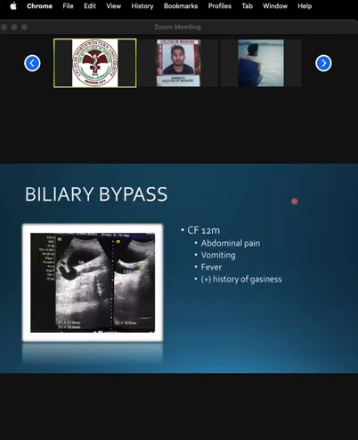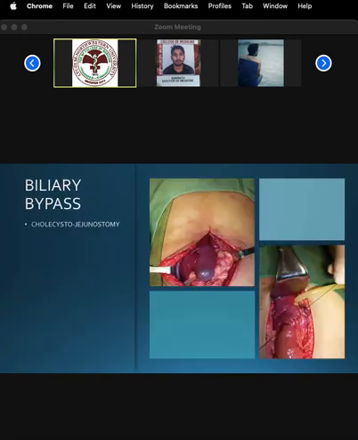Going now to the case, yes, well, I think this is the 12-year-old male presented with abdominal pain, vomiting, fever with history of gassiness. So this was the patient I mentioned earlier, 12-inch gallbladder. Okay. And the common bile duct was also quite dilated. So young boy with the gallbladder this long.